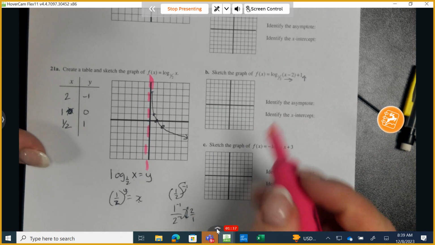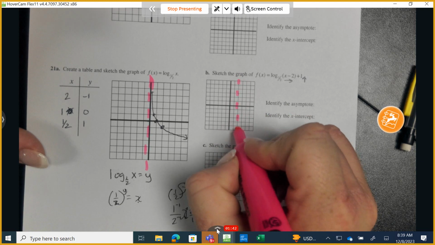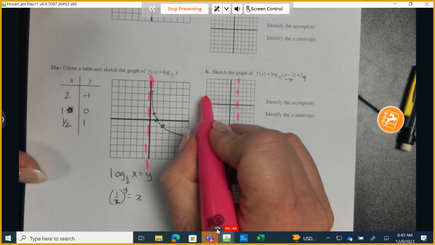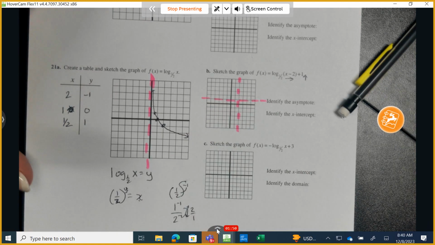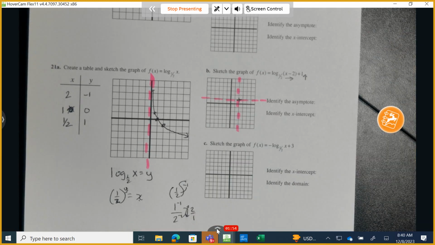So I'm going to shift this to the right 2, and I'm going to shift it up 1. So I'm going to account for that right now. We're going to go to the right 2. So my vertical asymptote now shifts from x equals 0 to x equals 2. And I'm going to shift up 1. And this is not a dot. I just want you to recognize this is my new origin.